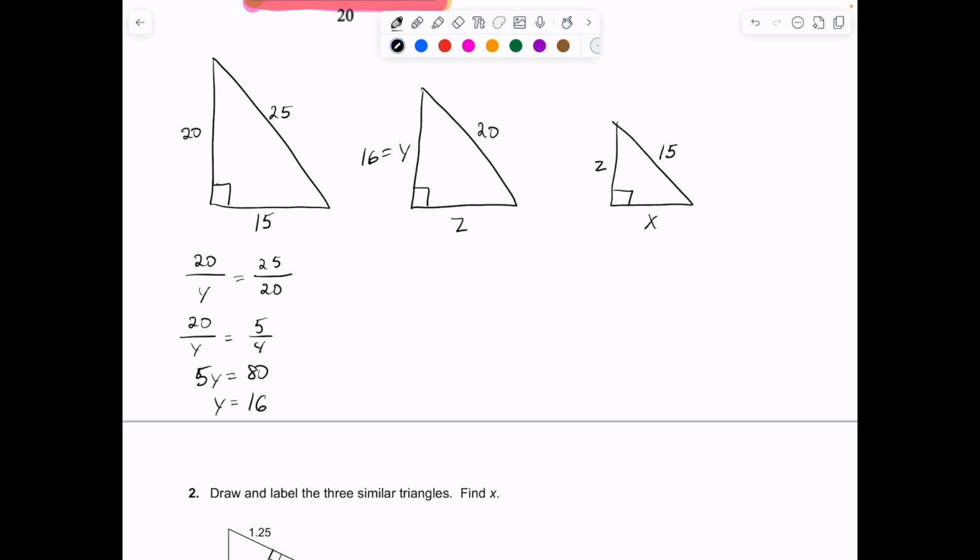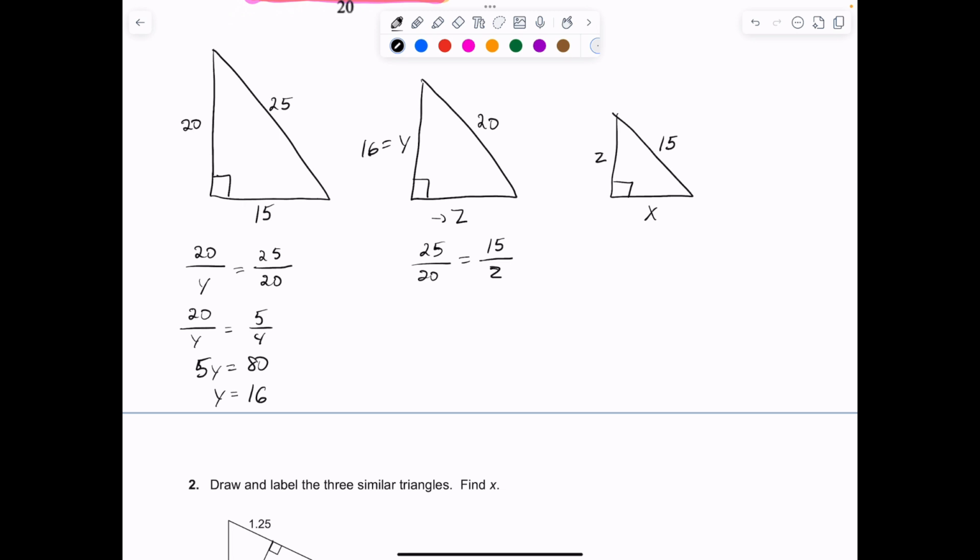Now I can set up another one to find Z. All right, so let's use 25 over 20. That's using the hypotenuses from the large to the medium. So large to medium, 15 is my base, and Z is my base on that one. Reducing again by dividing by 5, I get 5/4 equals 15 over Z. So this is 5Z equals 60.